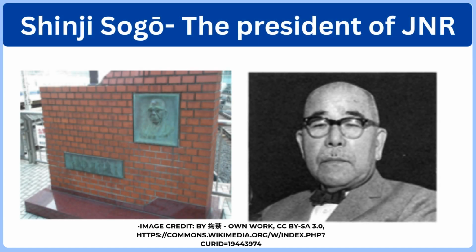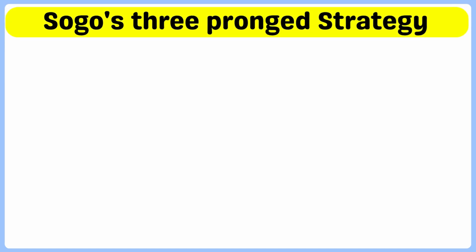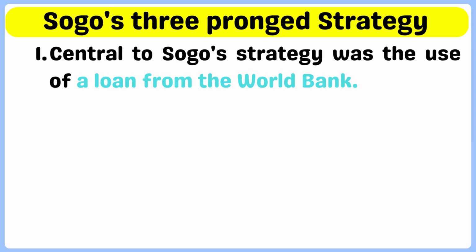Shinji Sogo was president of Japanese National Railways in 1955. You can see a monument of Shinji Sogo at platform numbers 18 and 19 of Tokyo Station. Sogo devised a three-pronged strategy. Central to Sogo's strategy was the use of a loan from the World Bank, which was the International Bank for Reconstruction and Development at that time, with a successful application for an $80 million loan, estimated to be no more than 15% of the cost of the line, in place.